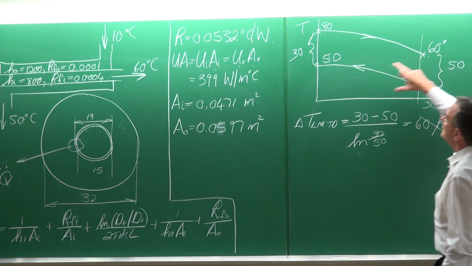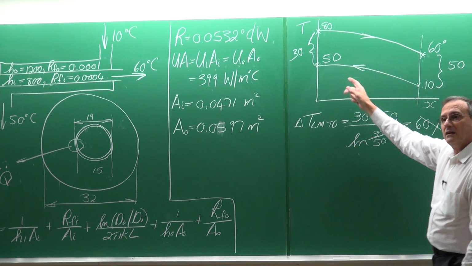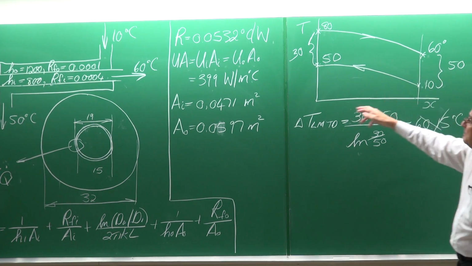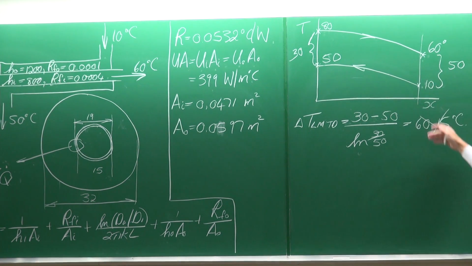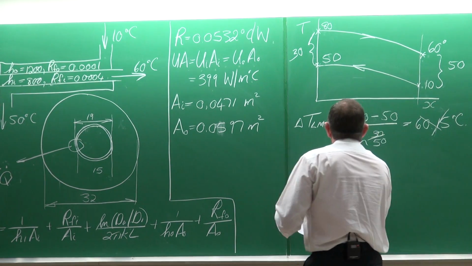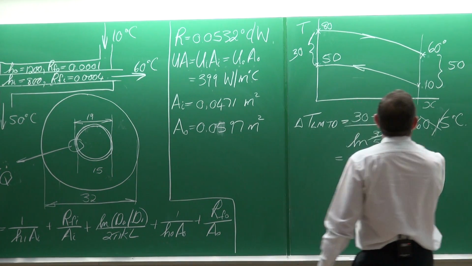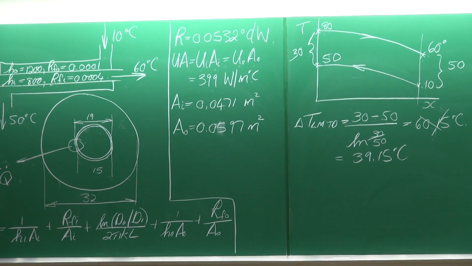If you look at 50 and 30 there, if you've done that, you must tell yourself, I expect the LMTD to be between 30 and 50. It cannot be 60. It's very easy to make a calculation error. So if you go and do it, it is 39.15 degrees Celsius. Okay.